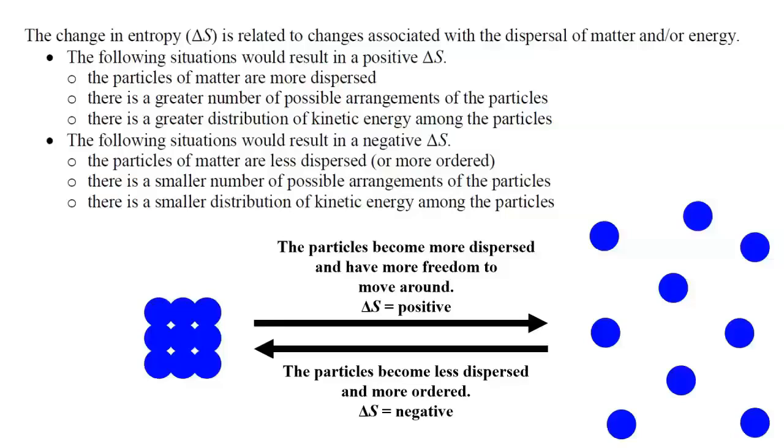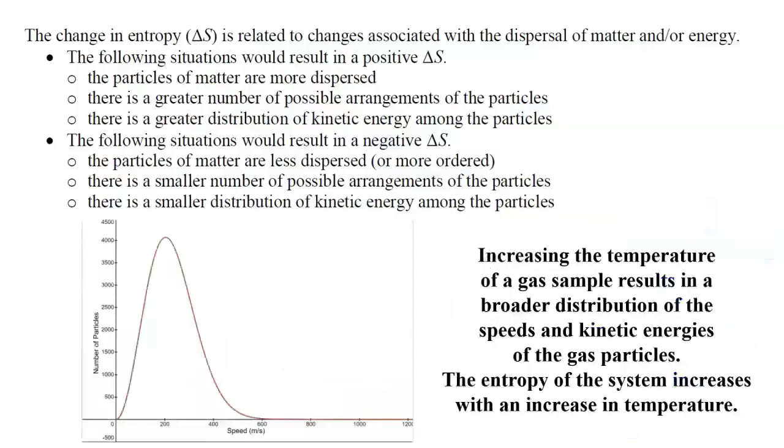Now let's take a look at a visual representation of the dispersal of energy. Here on this slide, you can see a Maxwell Boltzmann distribution for a gas sample. Increasing the temperature of a gas sample results in a broader distribution of the speeds and the kinetic energies of the gas particles. The entropy of the system increases with an increase in temperature.